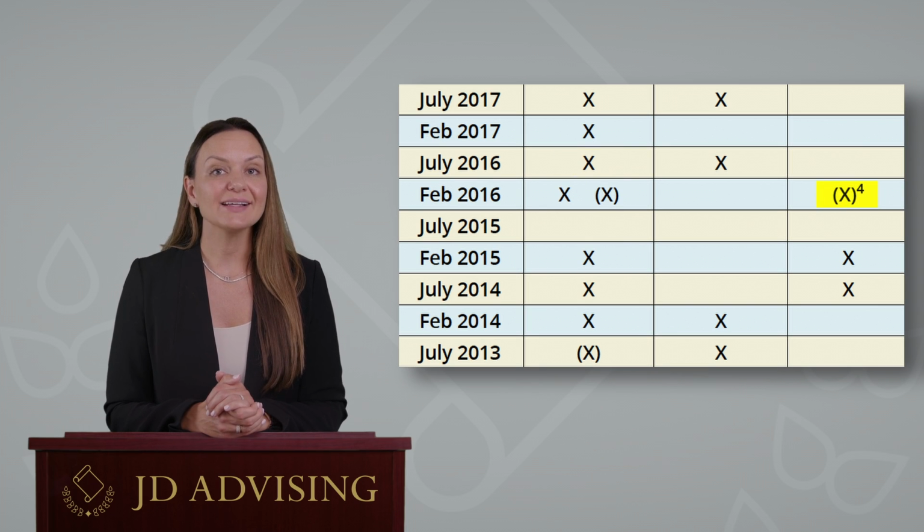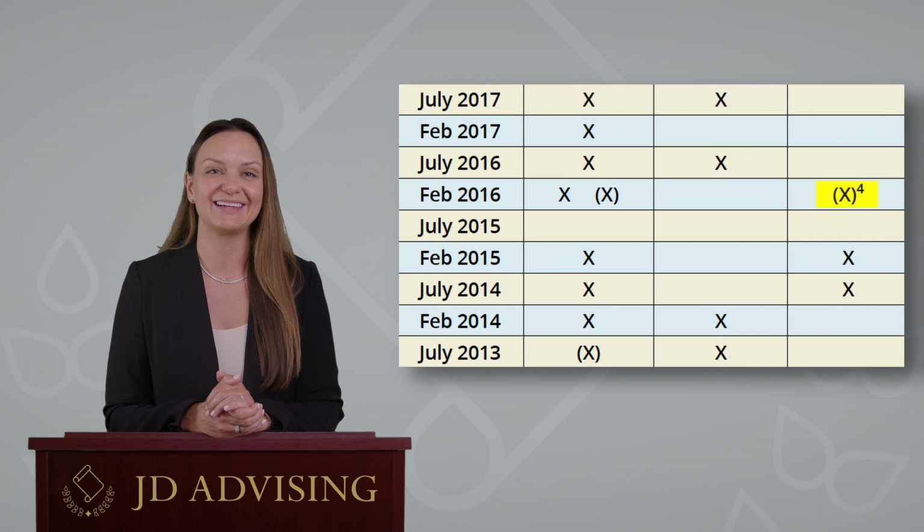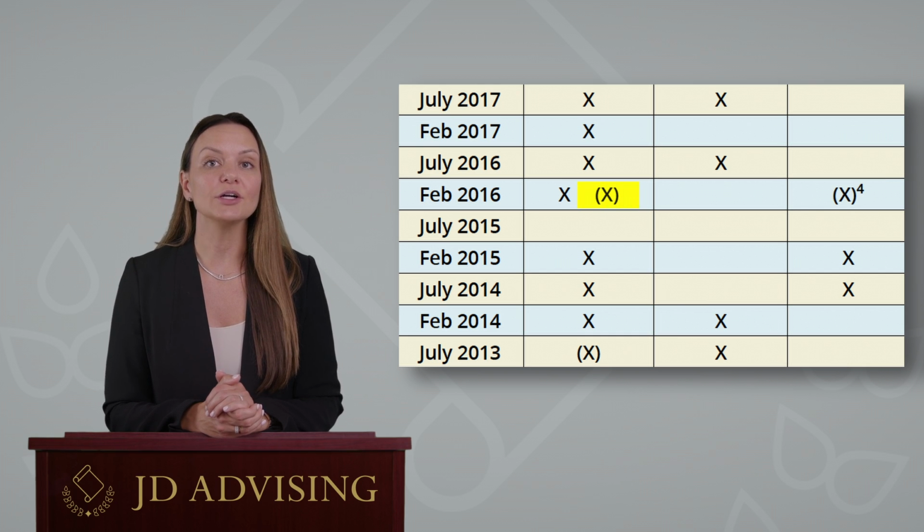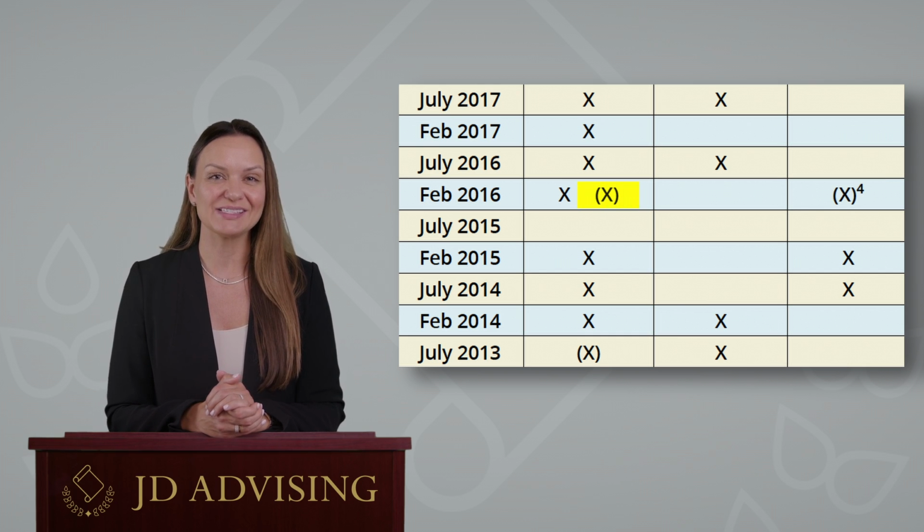If you see an X with a number next to it, look at the corresponding footnote, and that will tell you what was specifically tested. Further, if there is an X in parentheses, look for the other X in parentheses for that same bar exam administration, and it will tell you what was tested.